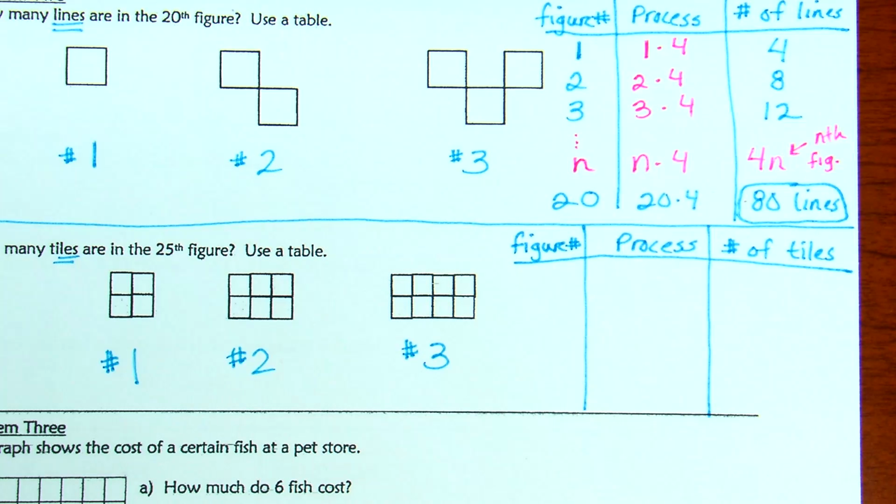Has 4 tiles. Easy enough. And again, I'll worry about process later. Right now, I just need to get my information down. What about figure 2? What about figure 3? 8.